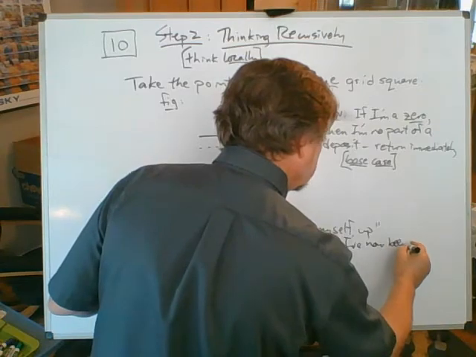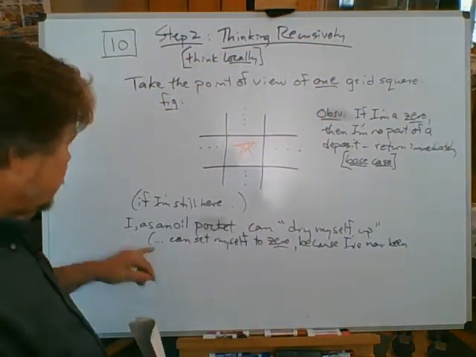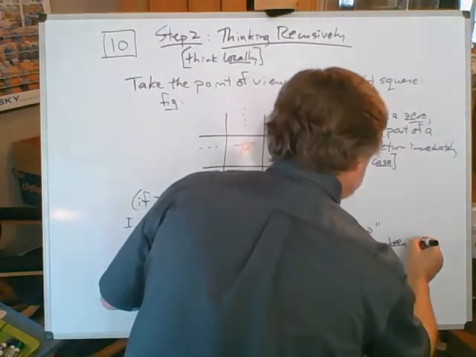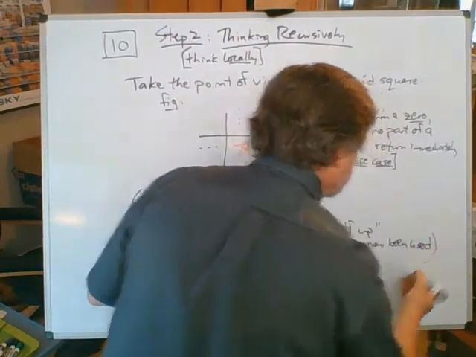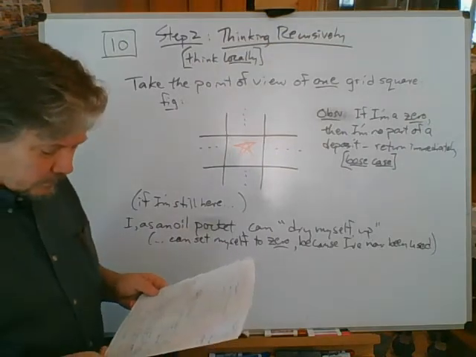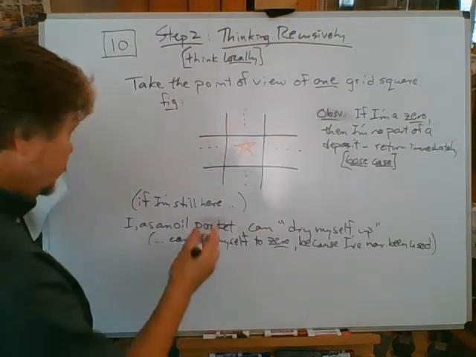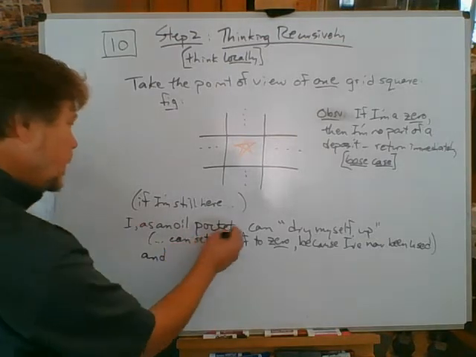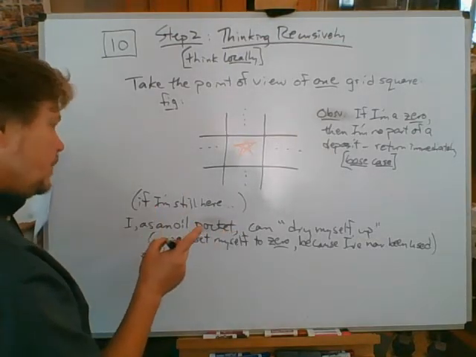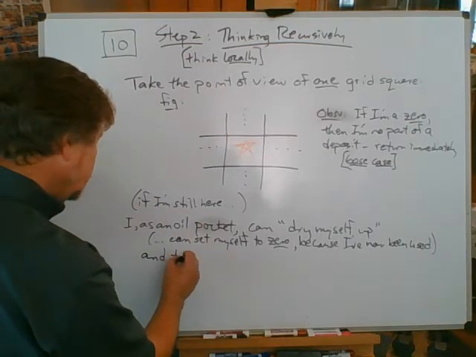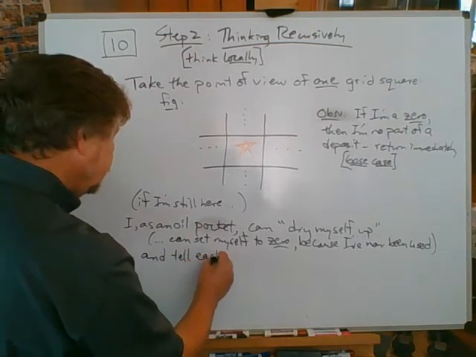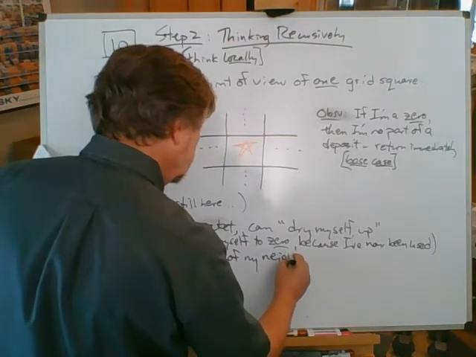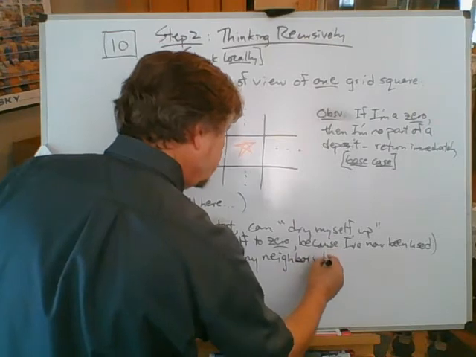Well, we're not counting these. I'm sorry, I've got a different word. I can set myself to 0 because I've now been used. There. I've been used up. And, wait, there's more. And let's see. I, as an oil pocket, can dry myself up and tell each of my neighbors to do the same.